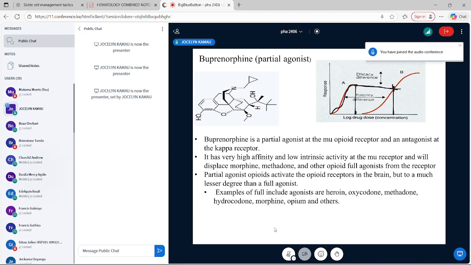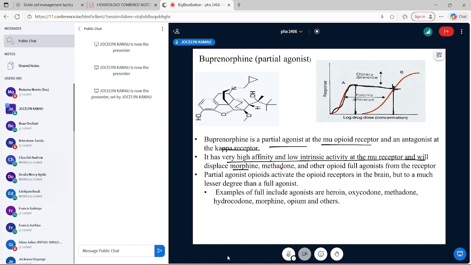Or opioid poisoning, and it will replace the full agonists, and it will sit on the receptor. It has lesser euphoria, it has lesser respiratory depression. For some of the patients, it can precipitate a bit of withdrawal symptoms, but it will be safer than the other opioids. So buprenorphine is a partial agonist at the mu opioid receptor, an antagonist at the kappa receptor. We've already mentioned that. It has very high affinity and low intrinsic activity at the mu receptor, and will displace morphine, methadone, and other opioids or full agonists from the receptor.